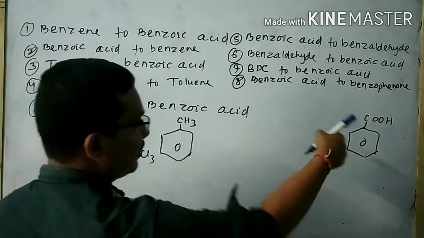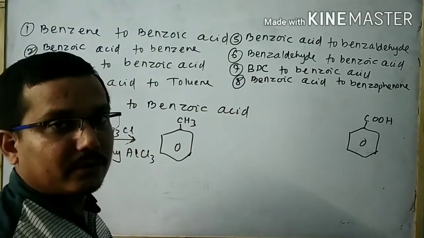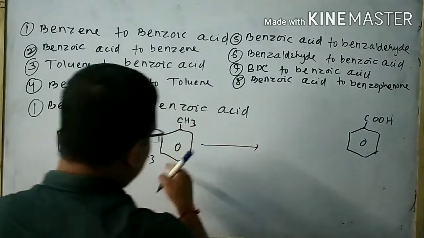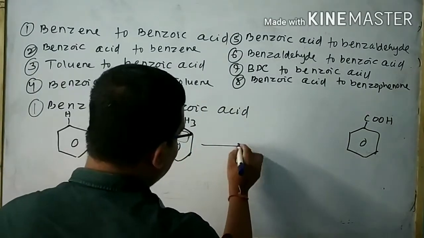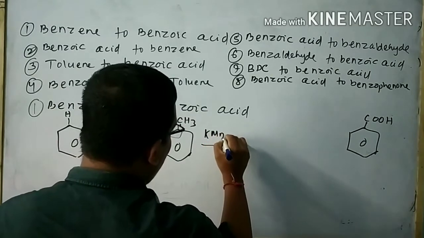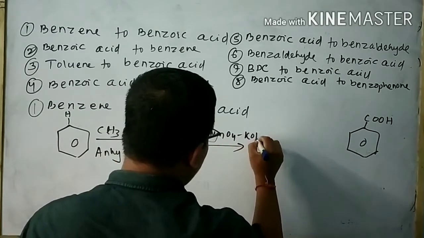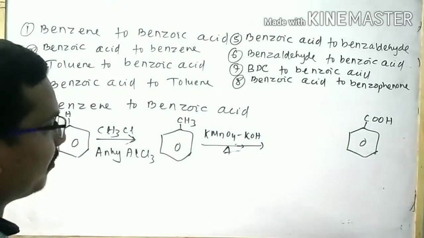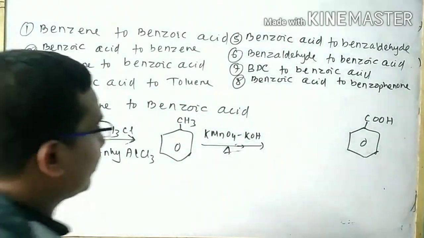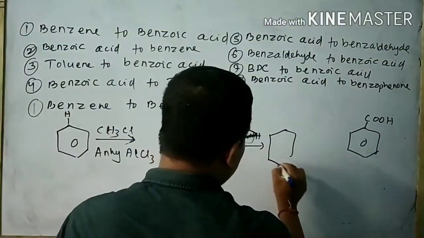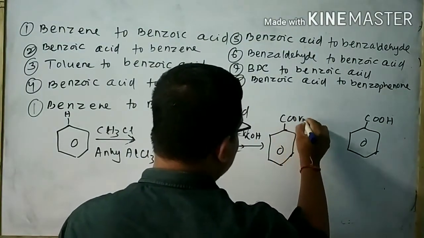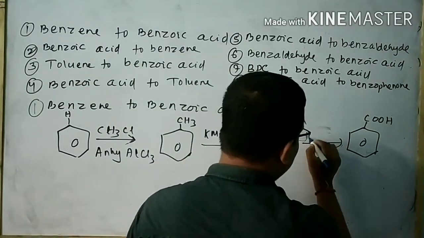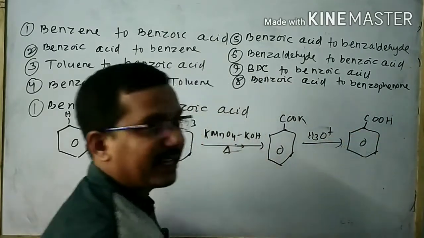Now this toluene is converted into carboxylic acid. So the toluene is subjected to reaction with KMnO4 in the presence of KOH. Heat must be given. This is one type of oxidation reaction. Then what happens? Potassium salt of carboxylic acid is formed. Now this potassium salt of carboxylic acid, subjected to acid hydrolysis, gives benzoic acid.